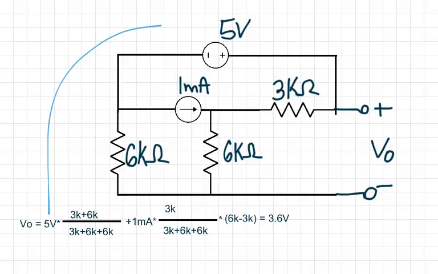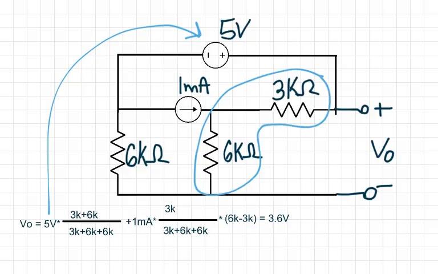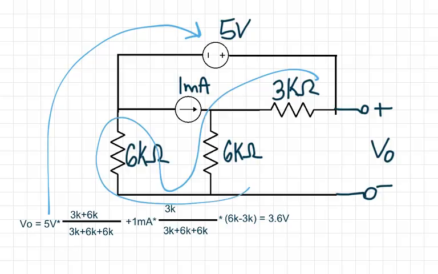First of all, our 5 volts is up here. Secondly, we have 3 kiloohms and 6 kiloohms in series, and we're going to use our voltage divider equation with those on top. And underneath, we are going to have the entire resistance in series.